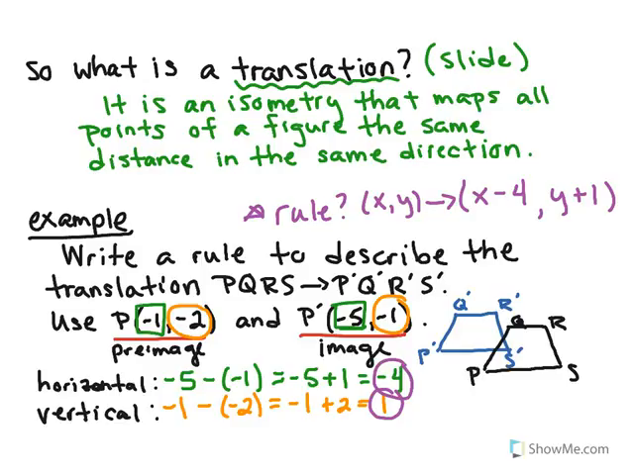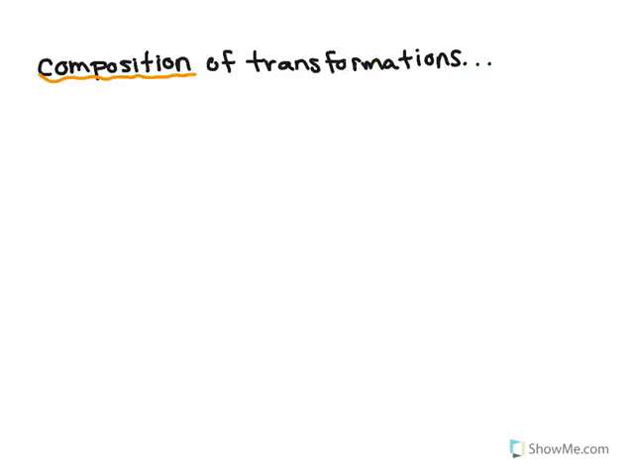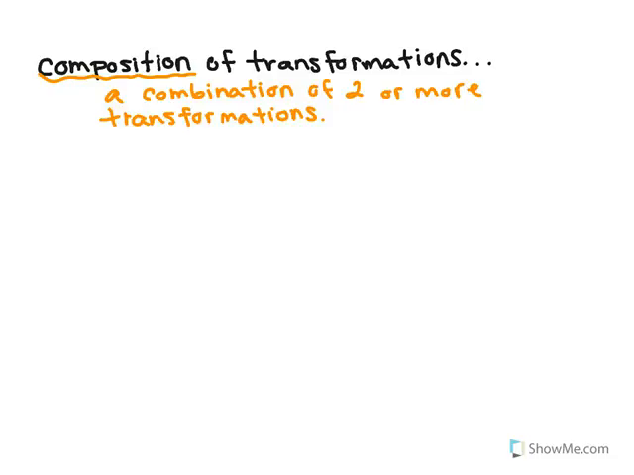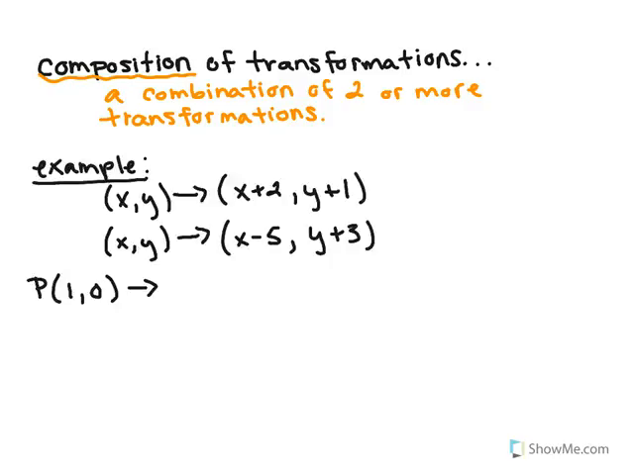All right. And our last topic to talk about is a composition of transformations. And all a composition is, is a combination of two or more transformations. So let's take a look at a quick example. Okay, so here we have two different rules. We have the first one being right here and the second one being here. And we're going to start with point P in this location.